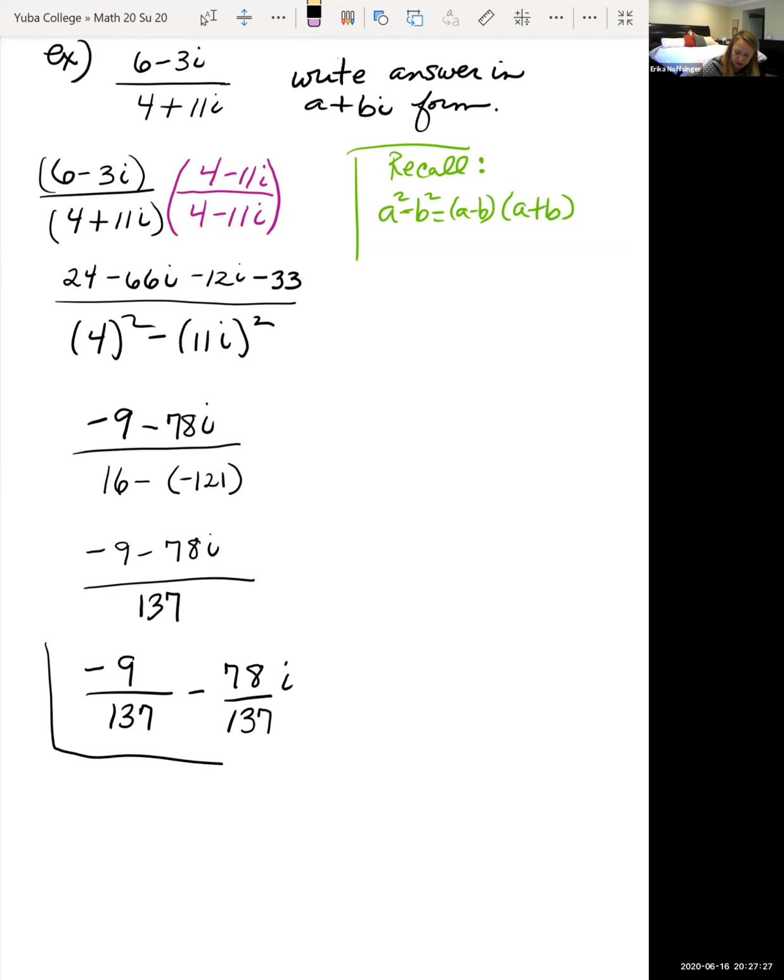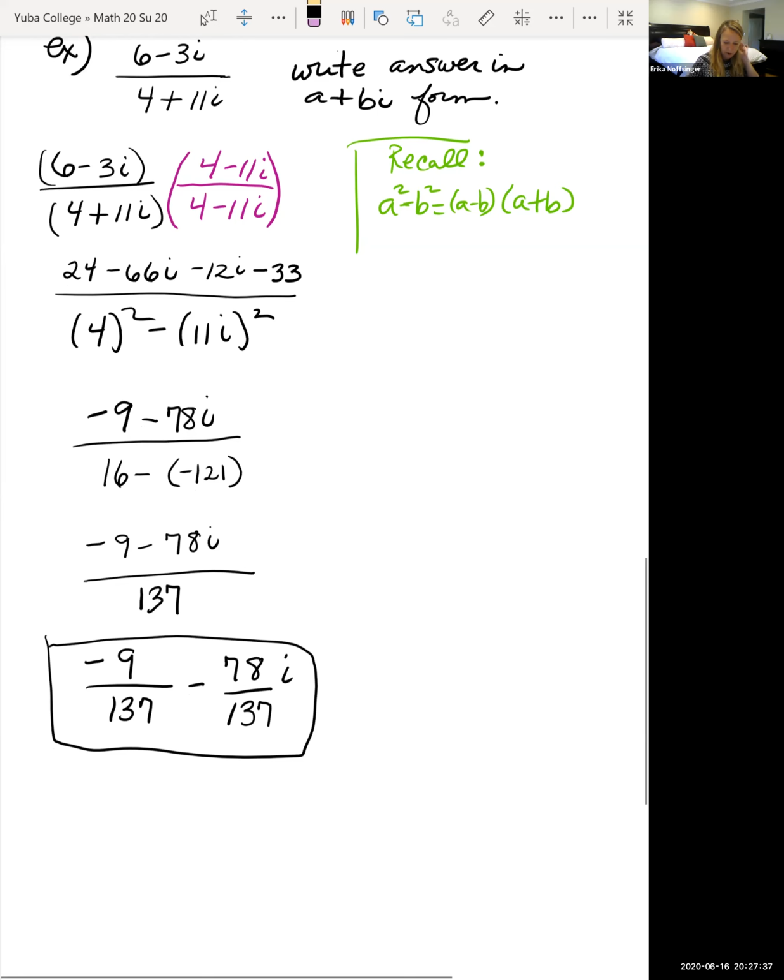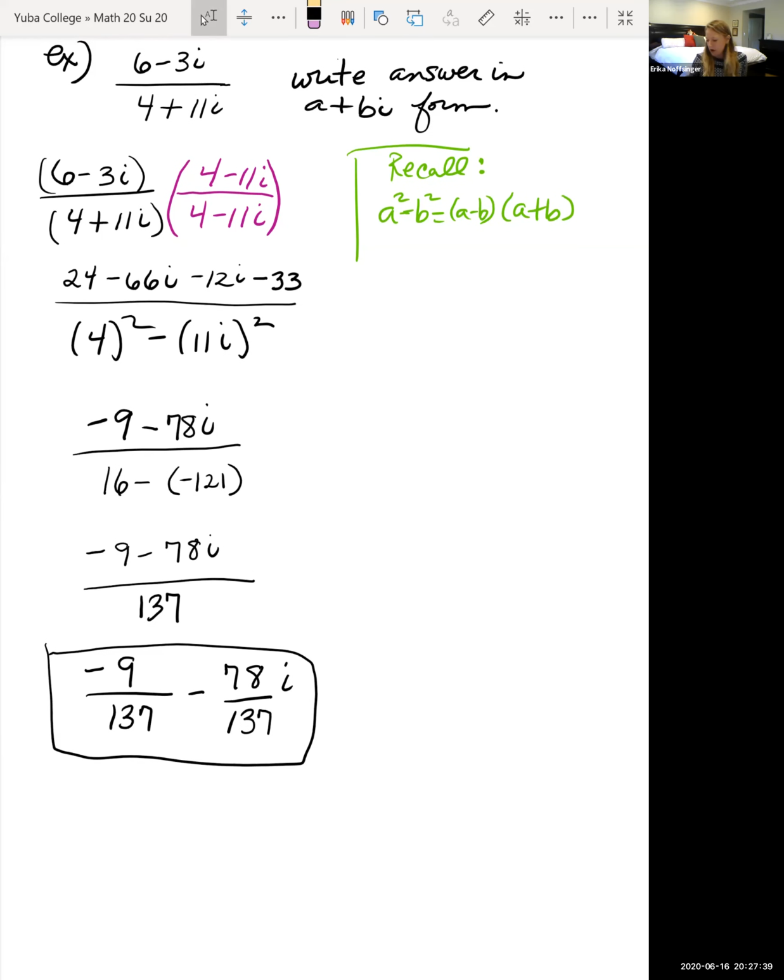Okay, so we just divided an imaginary number and wrote it in complex number form.